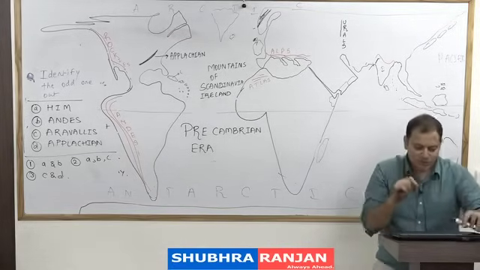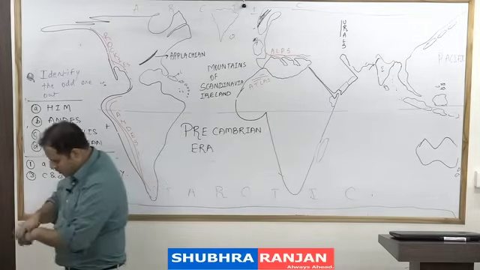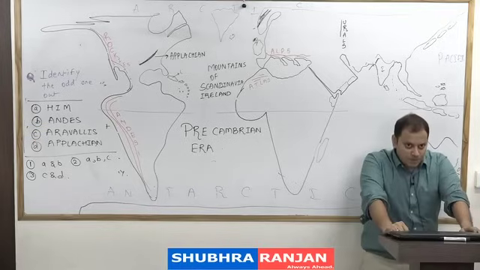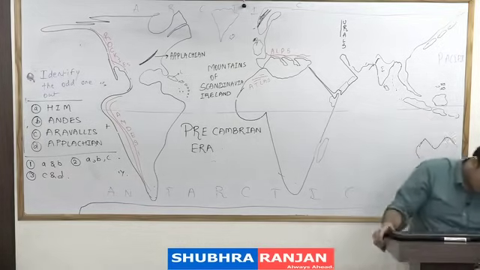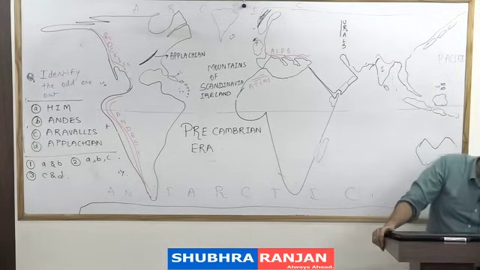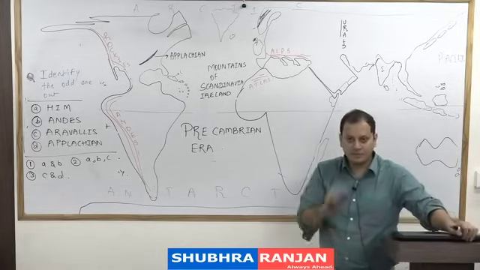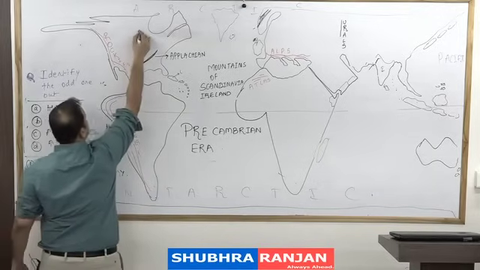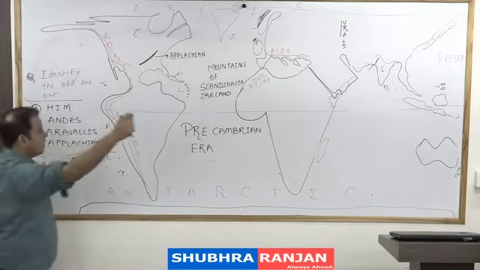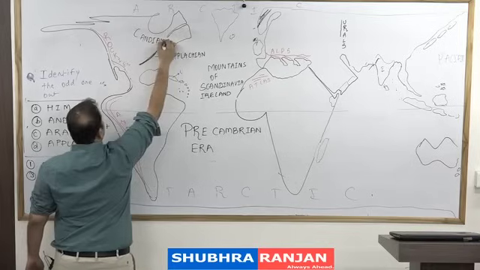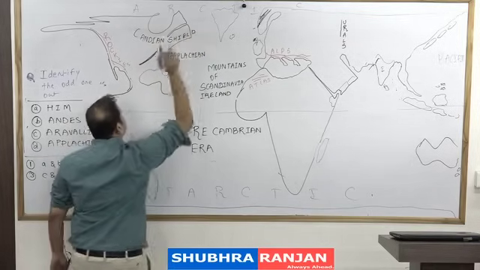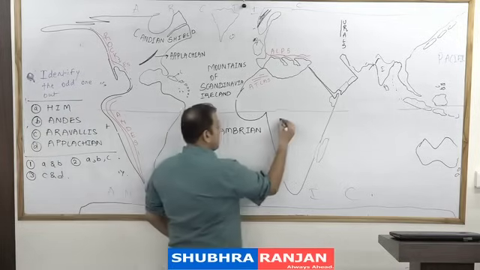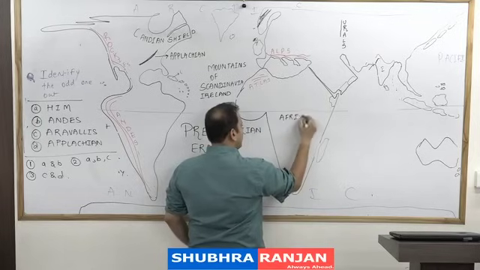Now, one statement you take down: Aravallis is a part of peninsular plateau. Full stop. Peninsular plateau, comma, Canadian shield, comma, African shield.